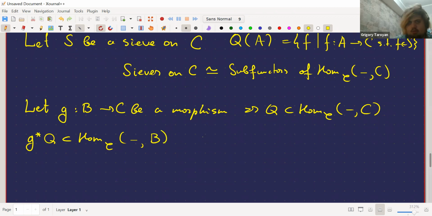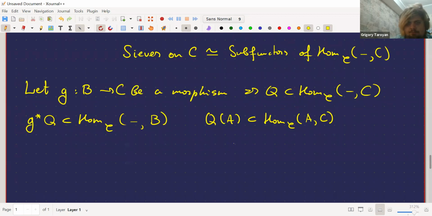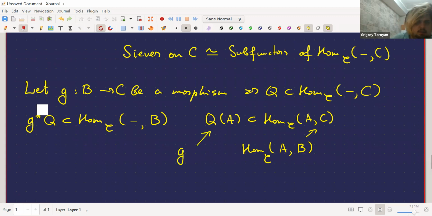Well, for any object A, we have Q of A, which is just a subset of home A to C. And we take home from A to B, where we have a morphism G here, and we define the subfunctor as a pre-image of Q of A. I think that this is even a better notation: G minus 1 of Q of A here.